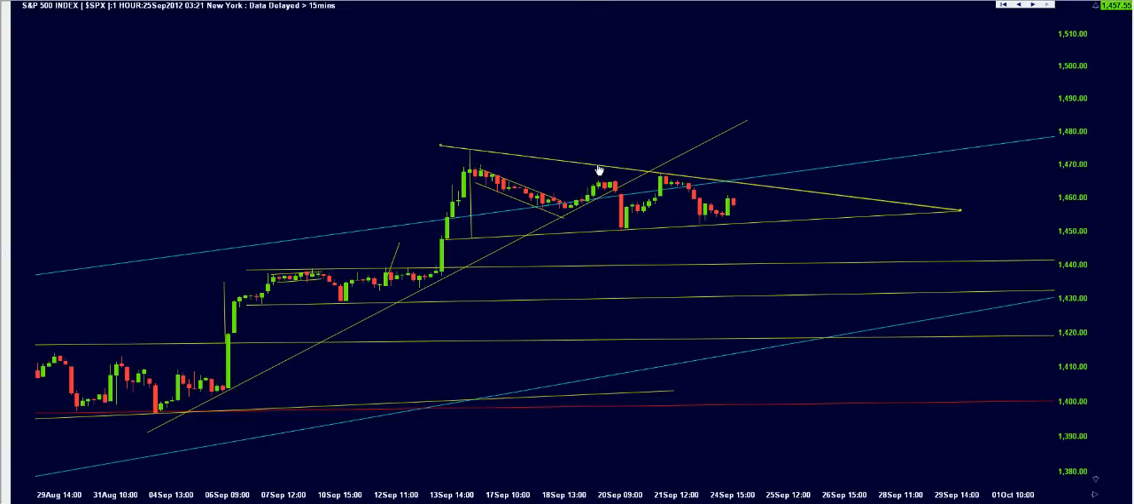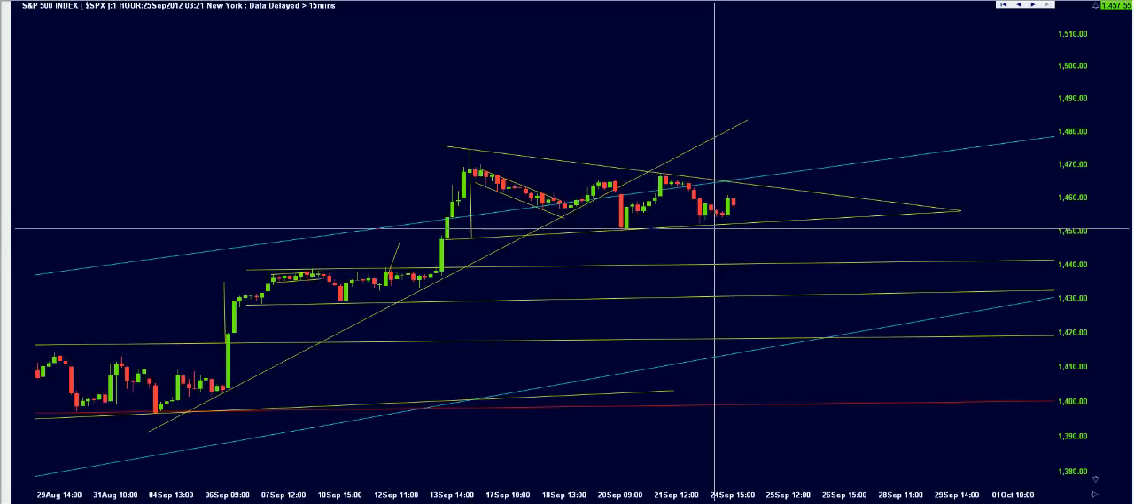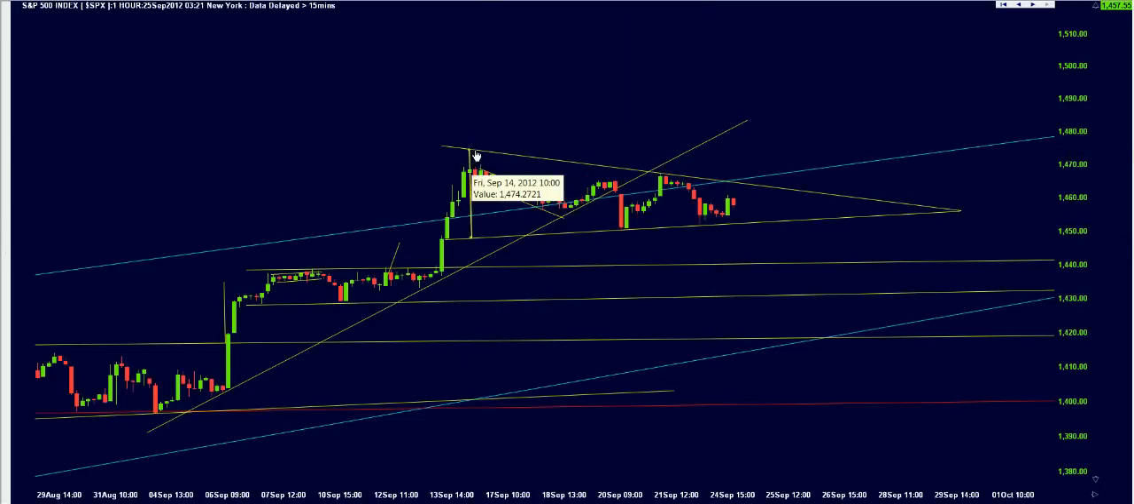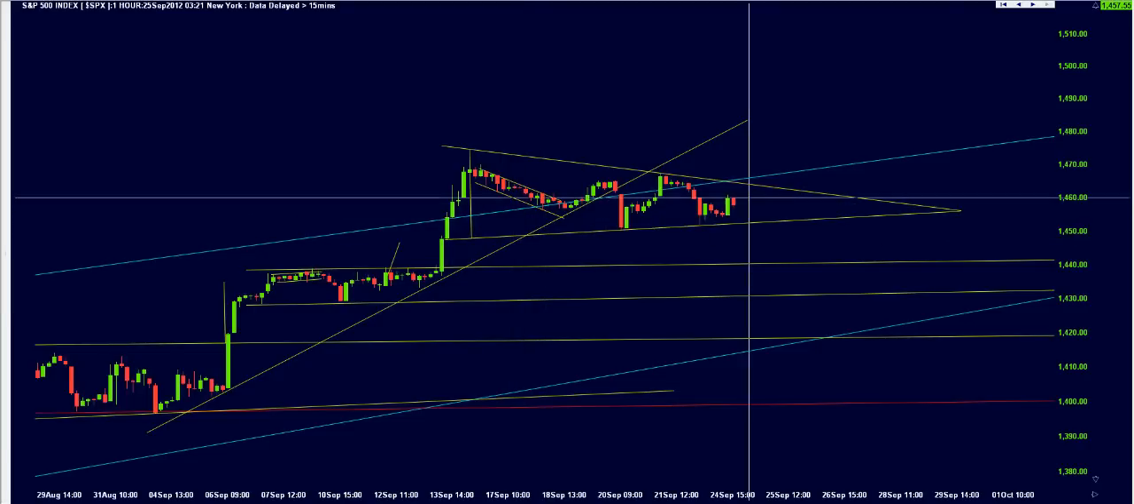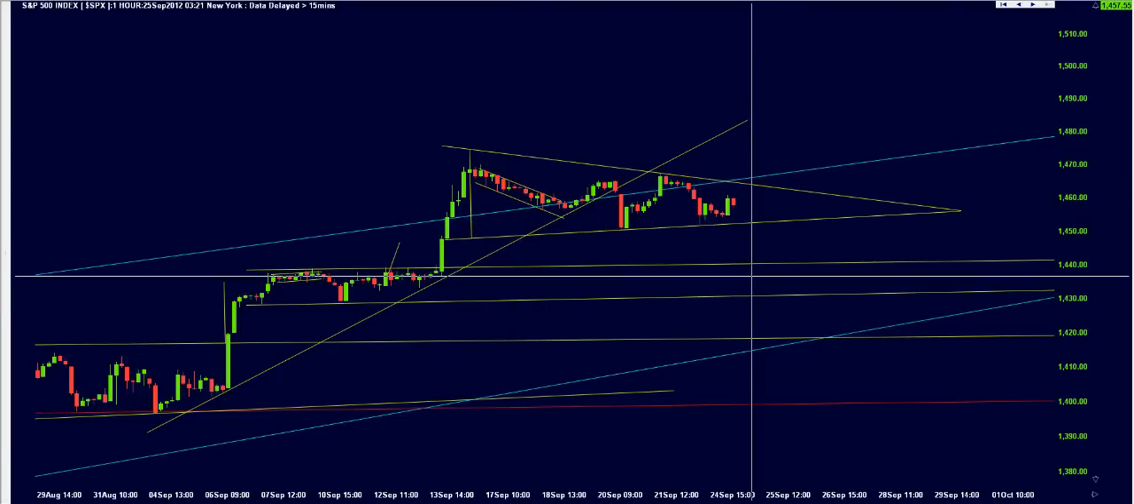Symmetrical triangle patterns usually have sideways action, and you can see that there's clearly two areas here of support on this bottom line, and on this top line we have a touch up here and a touch over here. We could be fairly much looking at a break to the upside or a break to the downside.